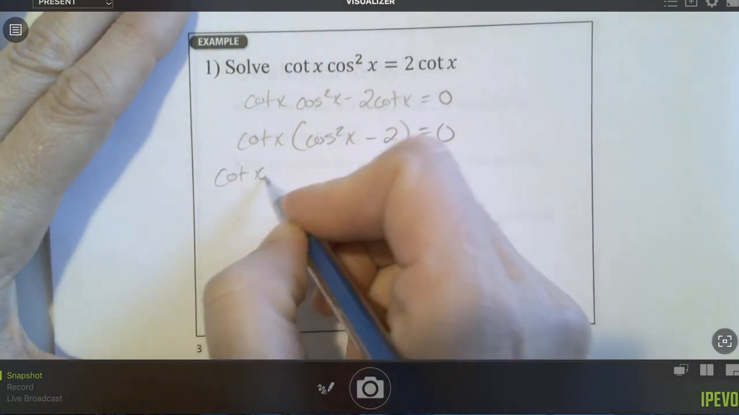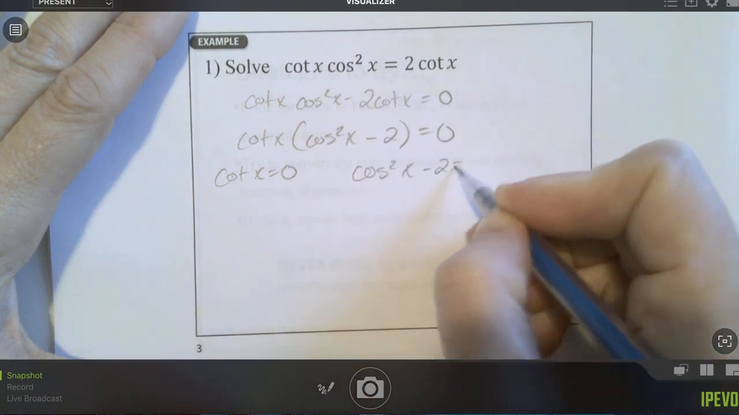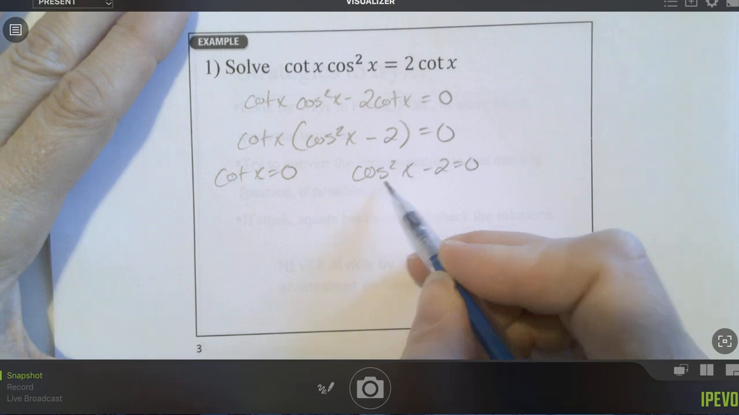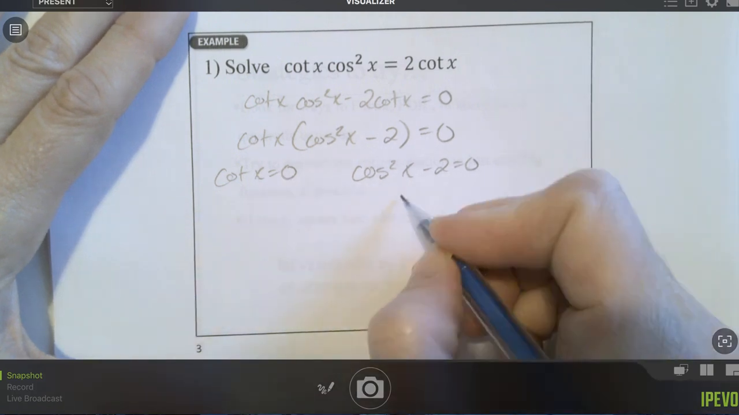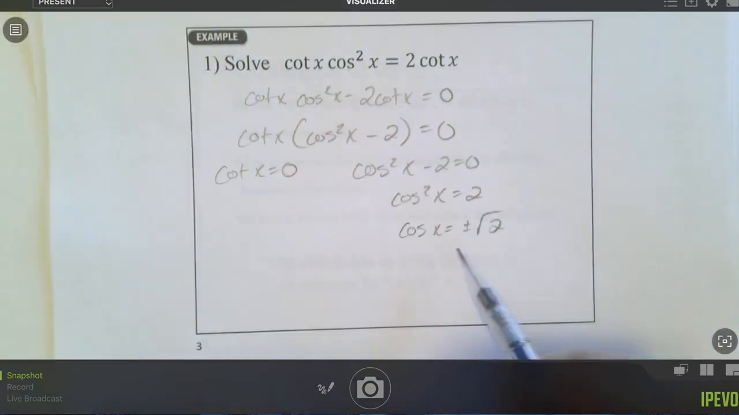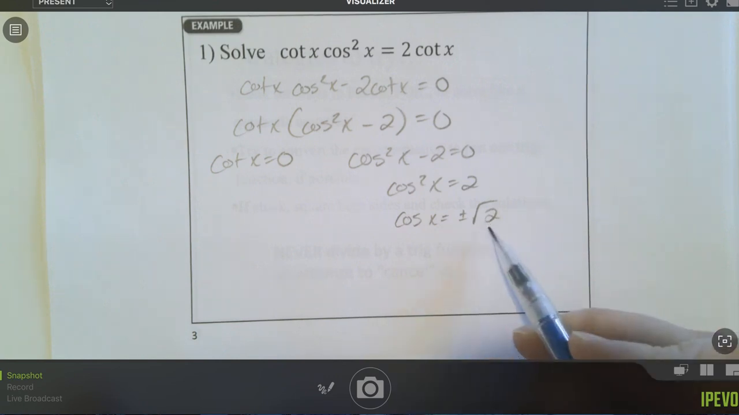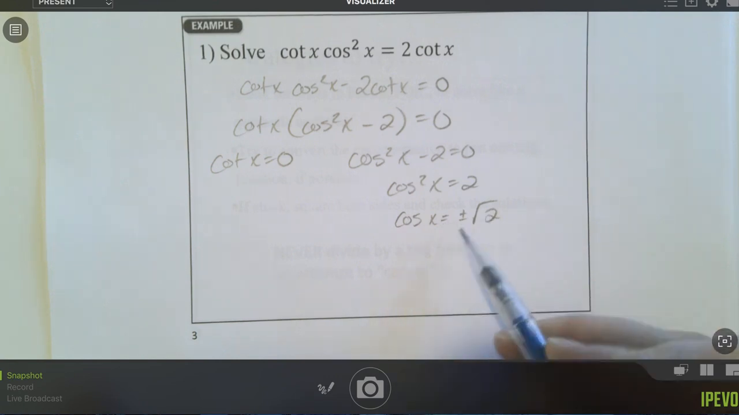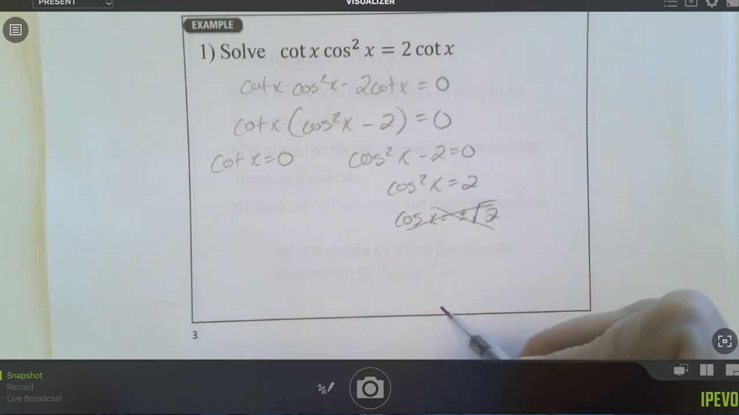So cotangent x equals 0, and cotangent squared x minus 2 is equal to 0. I want to solve both of these for their trig function. This one is already solved for the cotangent. Over here I'm going to isolate the cotangent squared, so I'm going to add the 2 first and then take a square root. Now here I run into problems because, as you know, the square root of 2 is larger than 1, and cosine can never be larger than 1. Nor can it be smaller than -1. So we actually don't end up with a solution from that particular piece.